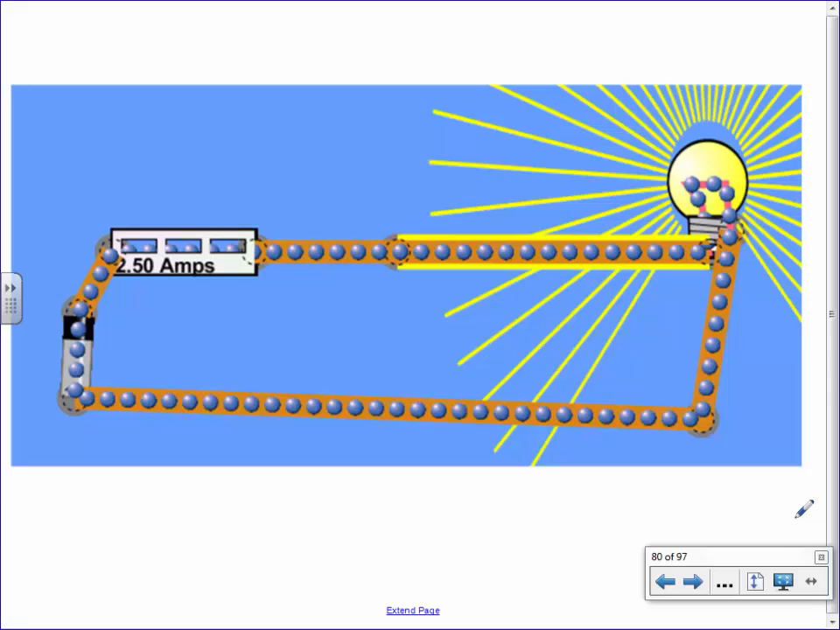I've got a battery here, and the battery is hooked up to just one light bulb, and you can see the light bulb is shining quite brightly. Now that's only one light bulb. Now what I want to do is put 2 light bulbs in there.